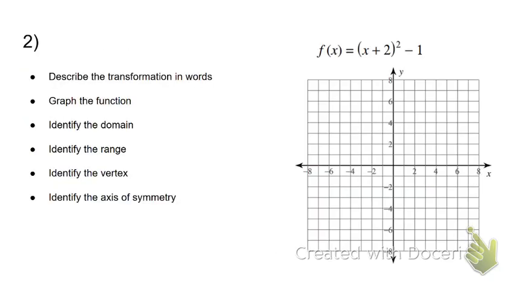Then we've got the next problem. We'll do one more, and I think it's good to mention that this parent function is x squared, and we're going to start by describing the transformation in words. It's a +2 on the inside, so it's going to go left 2 and down 1.